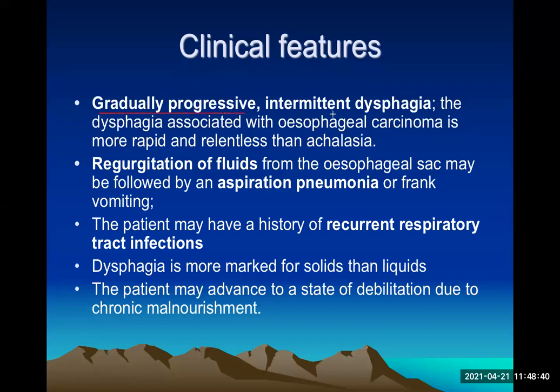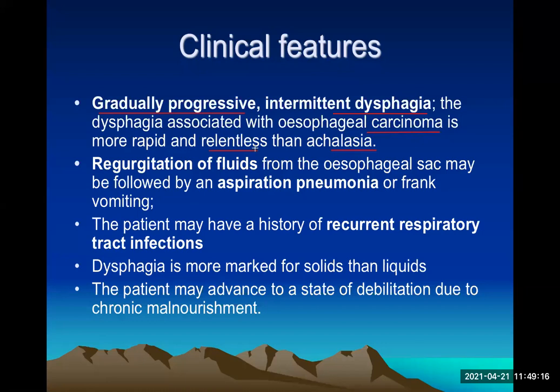Gradually progressive intermittent dysphagia is the hallmark feature of achalasia. Dysphagia is associated with esophageal carcinoma sometimes, and we have to compare the dysphagia because of esophageal carcinoma and dysphagia because of achalasia. Now, in esophageal carcinoma, there is a solid mass there, and that mass is growing all the time. So the patient complains of a more relentless type of dysphagia than in achalasia, meaning very severe.